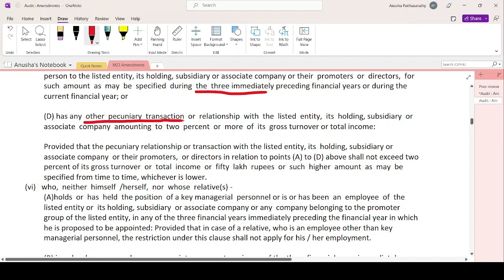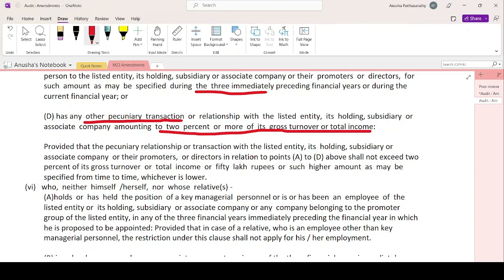or relationship amounting to 2% or more of the gross turnover or total income with the listed entity, its holding, subsidiary, associate, or the promoters or directors. In relation to points A to D above, it shall not exceed 2% of the gross turnover or total income, or 50 lakh rupees.